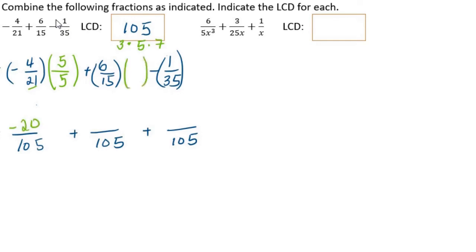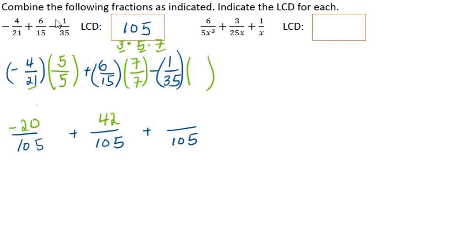If we have the 15, well, we already have 3 and 5, part of the lowest common denominator, but we're missing the 7. So we'll multiply 15 by 7 to get to 105. If we multiply the bottom of the fraction by 7, we certainly must multiply the top of the fraction by 7. And 6 times 7 is 42.